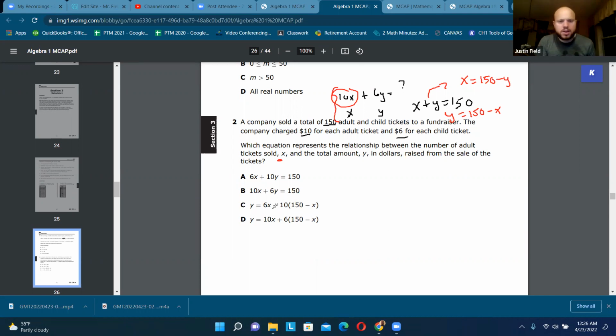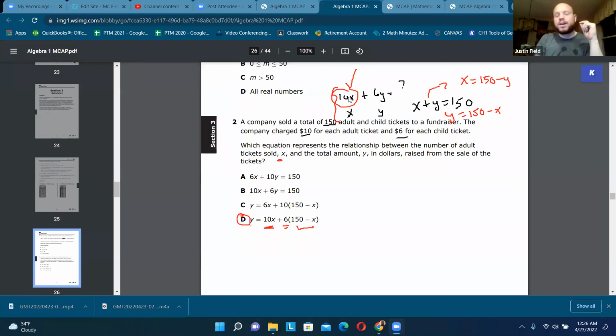So I'm thinking that the adult tickets are 10X. We know that for sure. And then the child tickets cost 6. And then how many child tickets are there? Well, there's 150 total tickets, subtract the number of adult tickets, and so that is the number of child tickets sold. And then y would equal the total cost. So this was a tricky one, but the answer is D.